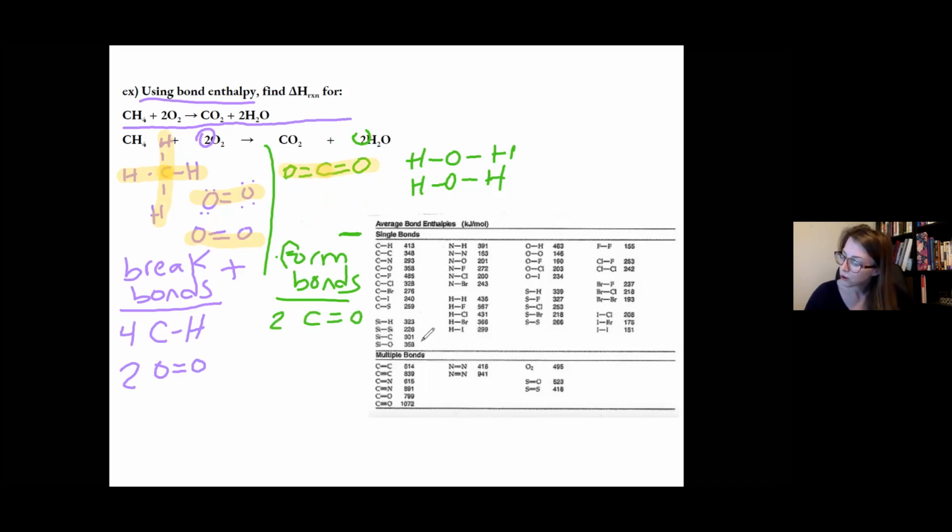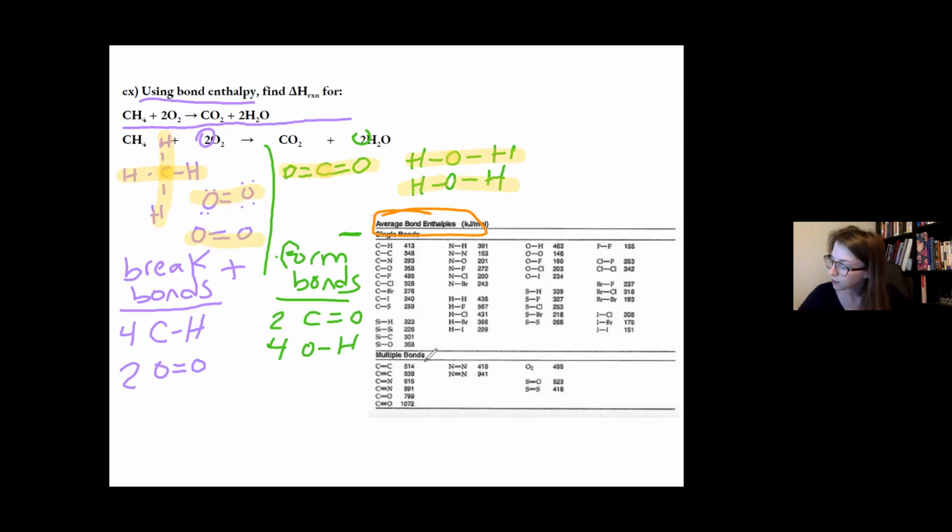And then also I am going to form an OH bond, another OH bond, another OH bond, another OH bond. 4 O single bonded to H bonds. That's how you show most of your work, but then to actually finish it up and get an answer, that's when we finally use this bond enthalpy chart.